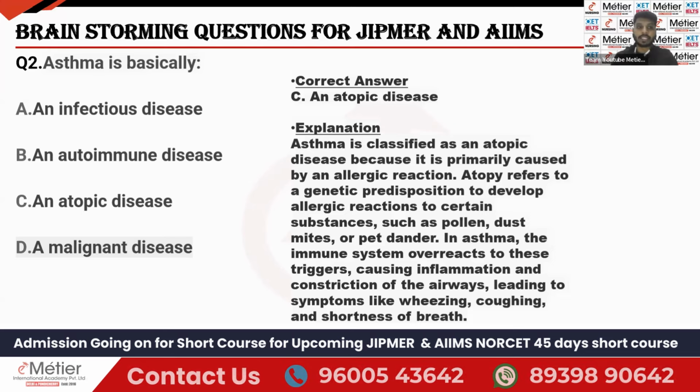So asthma is basically an atopic disease. Clear? So what happens in asthma? Our immune system overreacts to the triggers. It causes inflammation and constriction of the bronchi, which leads to wheezing, coughing, and shortness of breath. This is the pathophysiology of asthma. The immune system overreacts to triggers like allergens and pollens. Many allergens are there, which we'll see in later classes. Here the answer is an atopic disease. Asthma is an atopic disease.